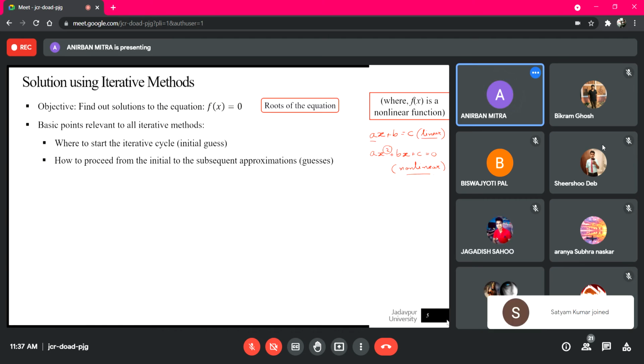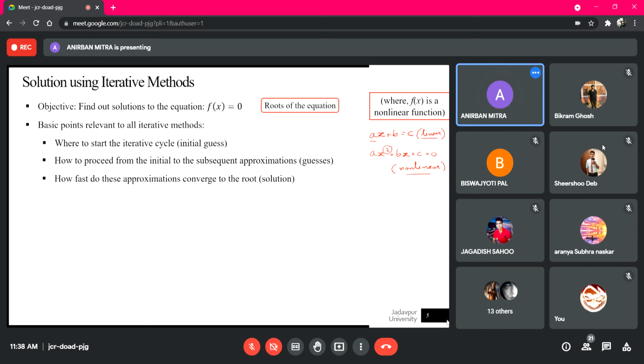Next, how to proceed from the initial to the subsequent approximations or guesses. We have the initial guess, fine. Now, how do we get the next guess? It is, as already mentioned, not arbitrary or random. So there has to be a well thought out process, a sequence of steps through which the next guess, the subsequent approximation, is to be determined. So that needs to be thought about in quite detail.